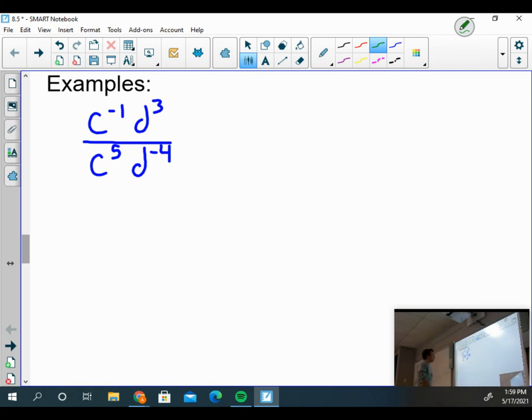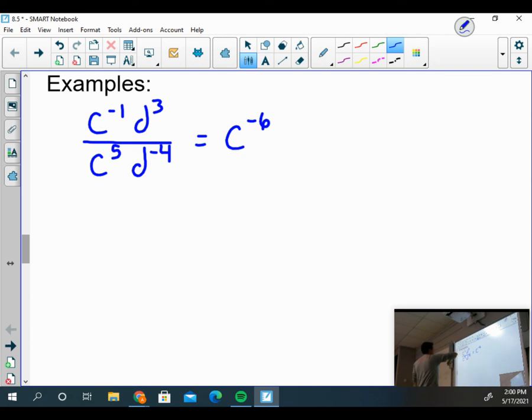So what I see here is multiple bases, but each has a like base on the opposite side of the fraction. So where I'm going to start is I'm going to do c to the negative 1 over c to the 5th. If I do negative 1 minus 5, I get c to the negative 6th.